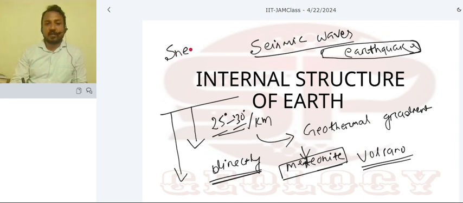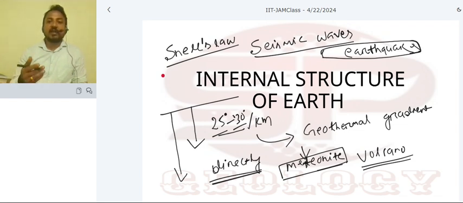Which law do they follow? Snell's law. What is Snell's law? When light goes from a rarer to a denser medium, or from a denser to a rarer medium, it is deflected. Meaning, a change in medium will be reflected by the deflection of the ray. Simply, when a seismic wave travels from one medium to another, from denser to rarer or rarer to denser material, it shows deflection.